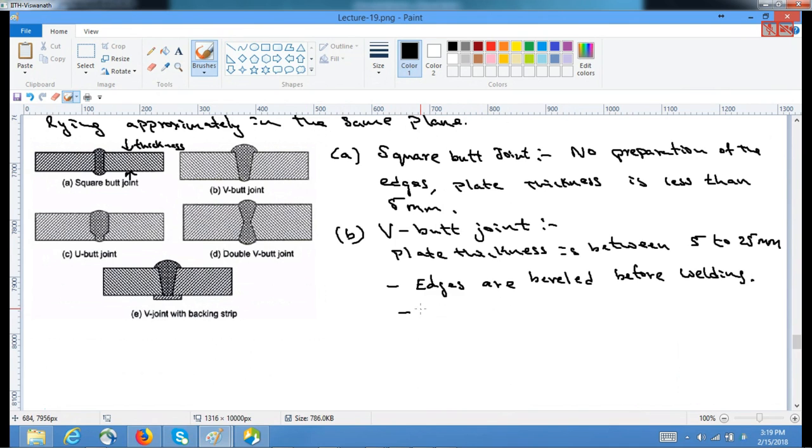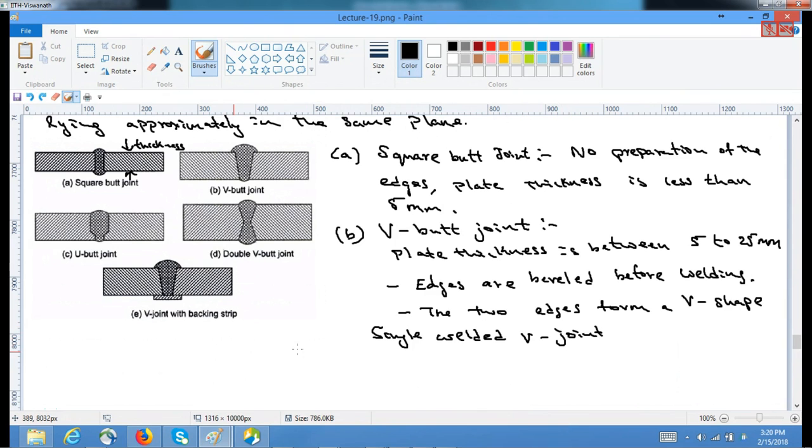and two edges form a V shape. So this and this forms a V shape, and since it is being done from one side, the welding is done from the top side, it is called single welded V joint.